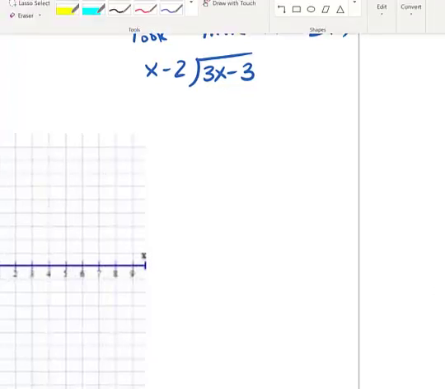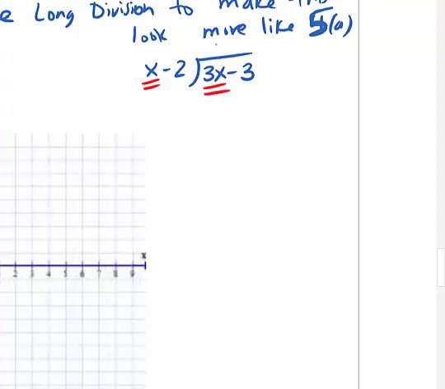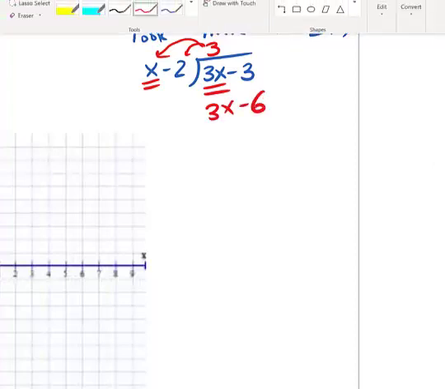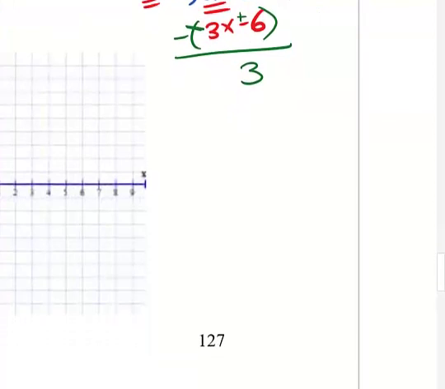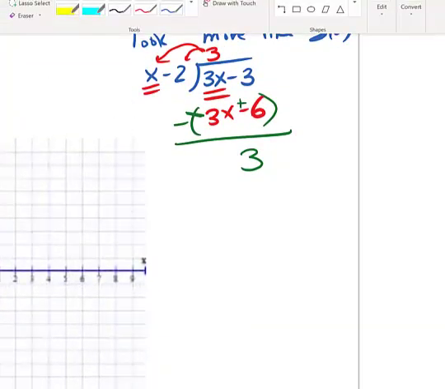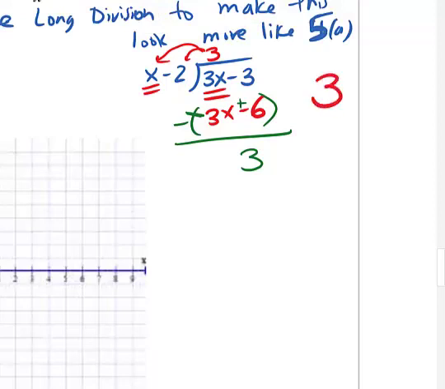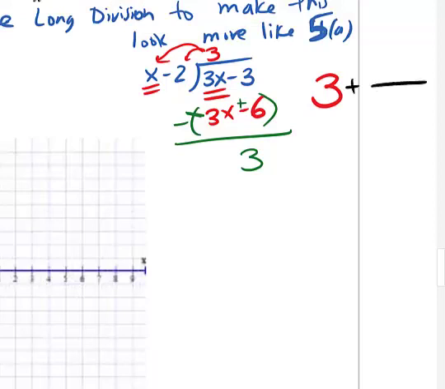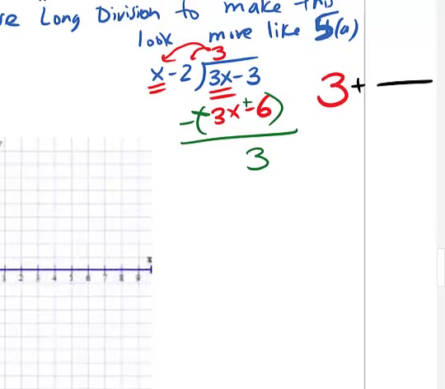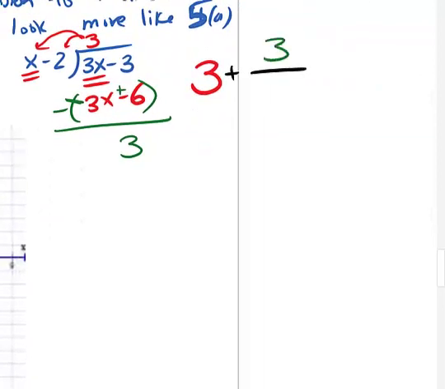I'll do long division. Let's see, x divided into 3x makes 3. I multiply that by each of the terms outside: 3x minus 6. Then I subtract, but you can't forget to distribute the minus sign. That makes the 3x negative and the 6 positive, which leaves a remainder of 3. So the answer is the quotient 3 plus the remainder, which was also 3, over the divisor, which was x minus 2.